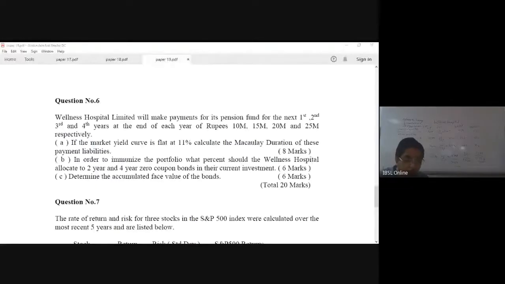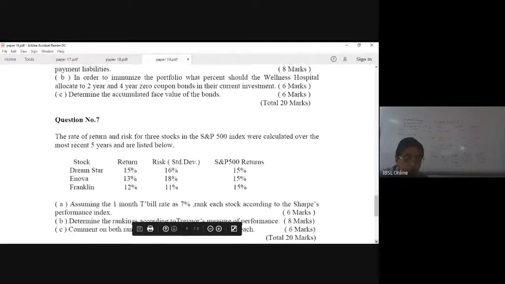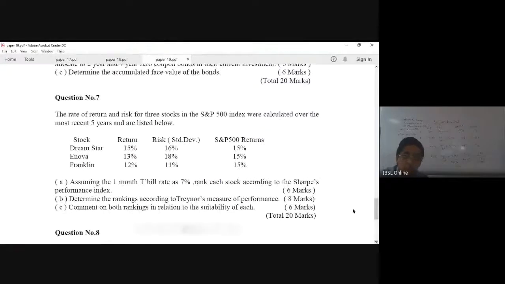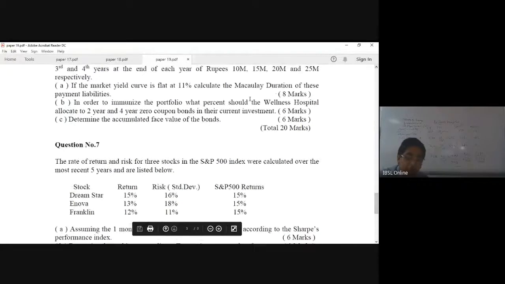Right, now we will go to question number 7. Now just look at the marks allocation also. Now you can just see part A allocated 8 marks. Now that is the Macaulay duration calculation, and it has some work also. So therefore, that is why the higher level of marks has been allocated there.